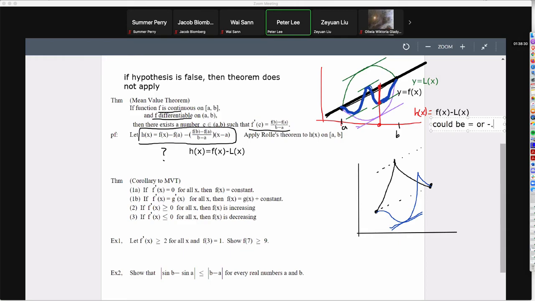If the graph y equals f of x is higher, then h of x is positive. So the difference between the graph and the line, that's what this h of x is. But anyway, I'm not going to prove this. I will ask you to prove the rest of it. You have to prove the rule. You have to apply the Rolle's Theorem, and that's how it's going to be.